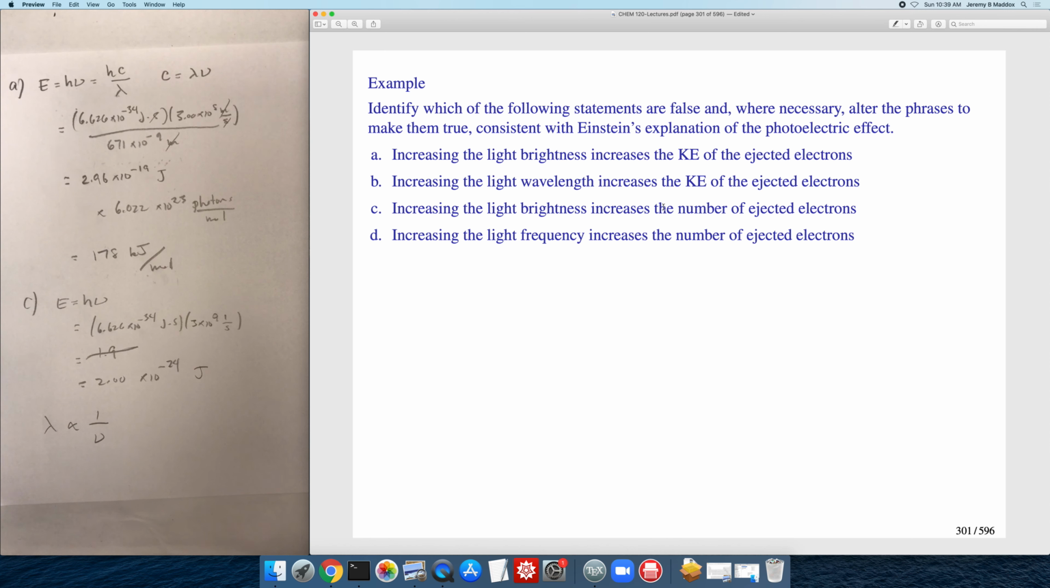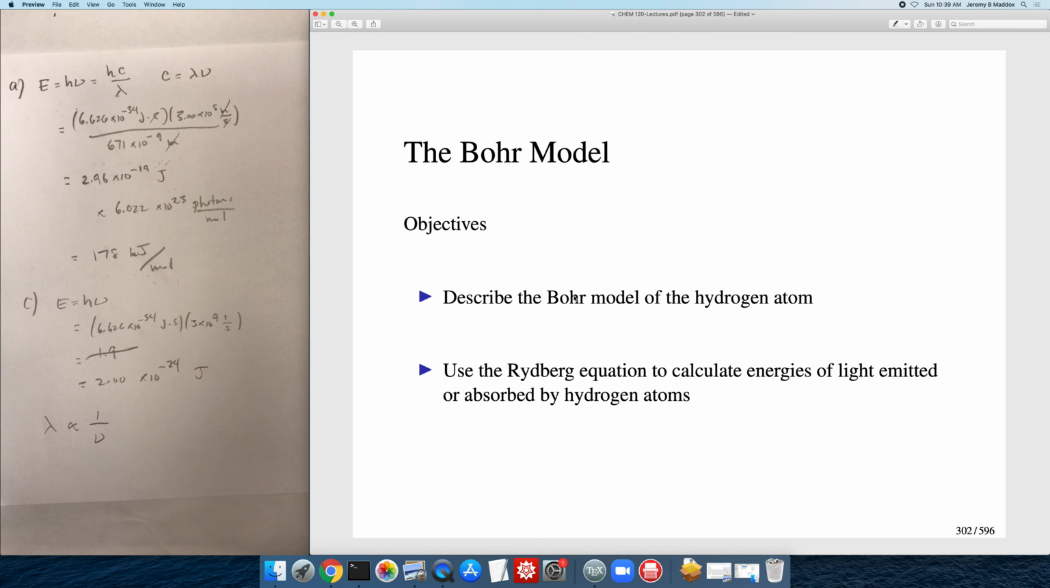Statement C: increasing the light brightness increases the number of ejected electrons. That statement is true. We don't need to change it. Statement D: increasing the light frequency increases the number of ejected electrons. That statement's false, and we need to rewrite statement D as statement C. It should say brightness, not frequency. Okay, so with that, I'm going to go ahead and stop this video, and we're going to talk about the Bohr model in the next one.